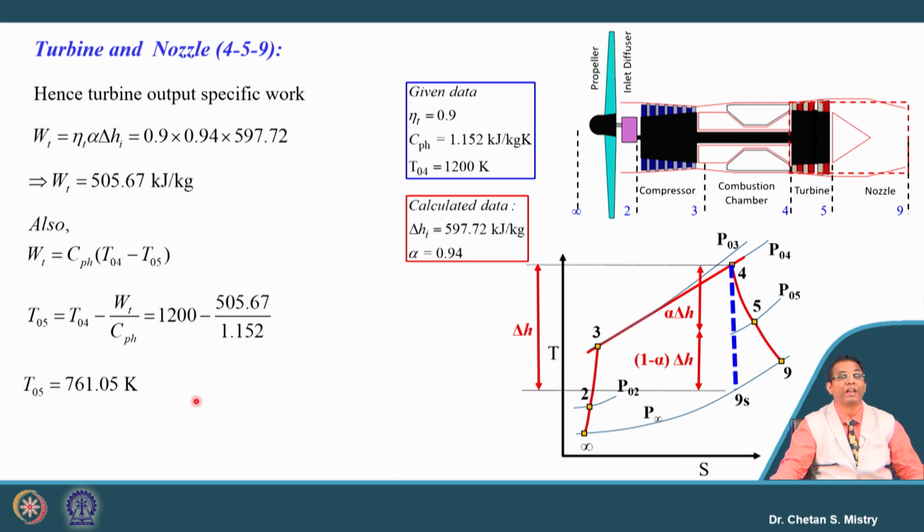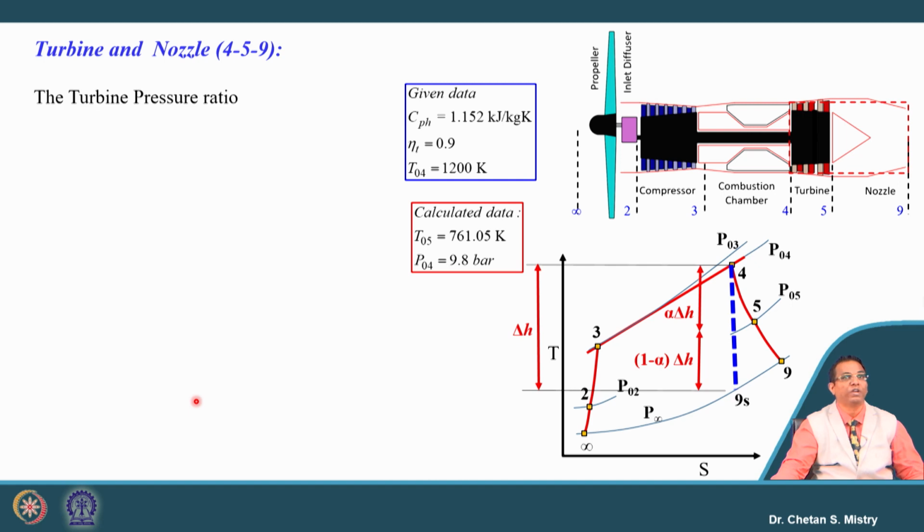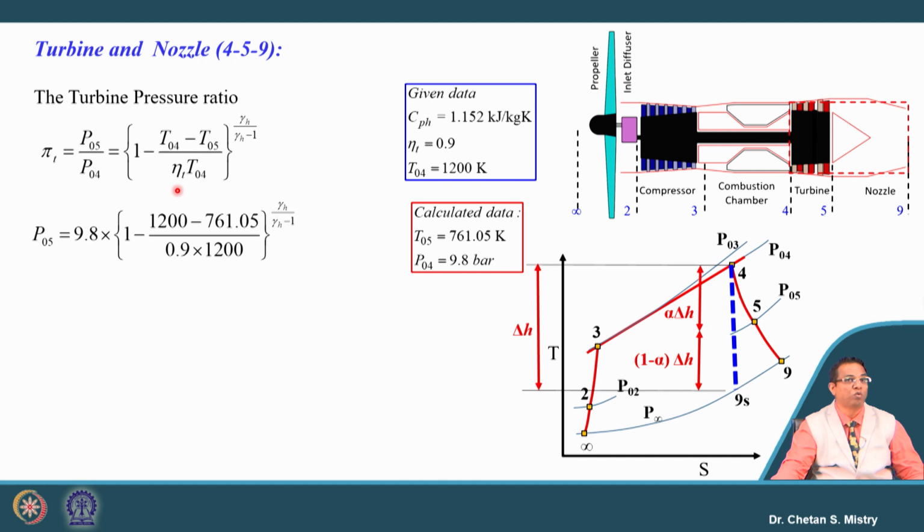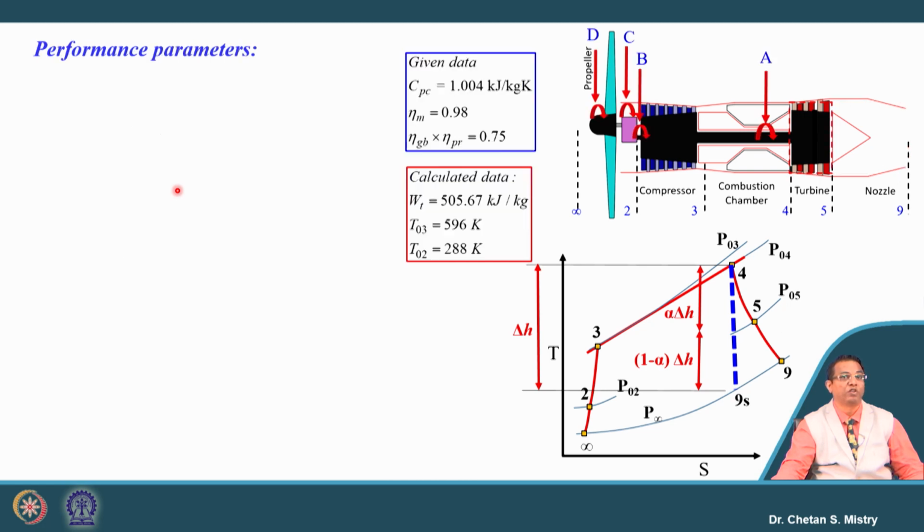Now what is our next requirement? That is our exit pressure from the turbine. We have information about the turbine efficiency and the way in which we have solved earlier cycles, the same logic can be used here. So what we have is the relation for the expansion ratio that we are correlating in terms of turbine efficiency and the temperature. All the temperatures and efficiencies are known to us. So let's put these numbers. It says my P05 is coming to be 1.197 bar. So that will be the exit pressure from the turbine.